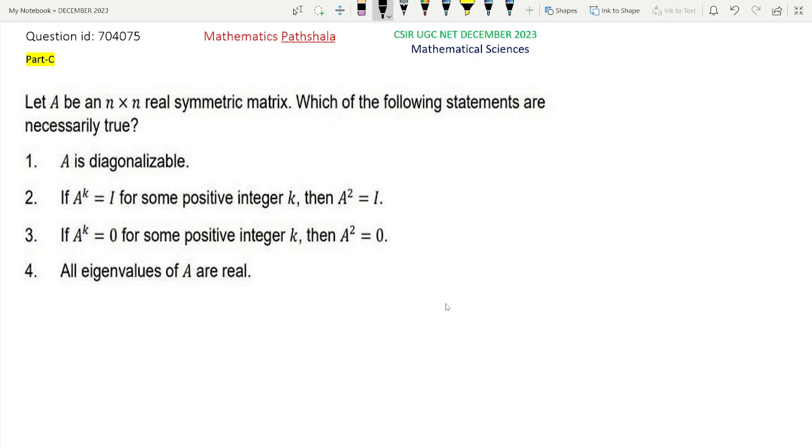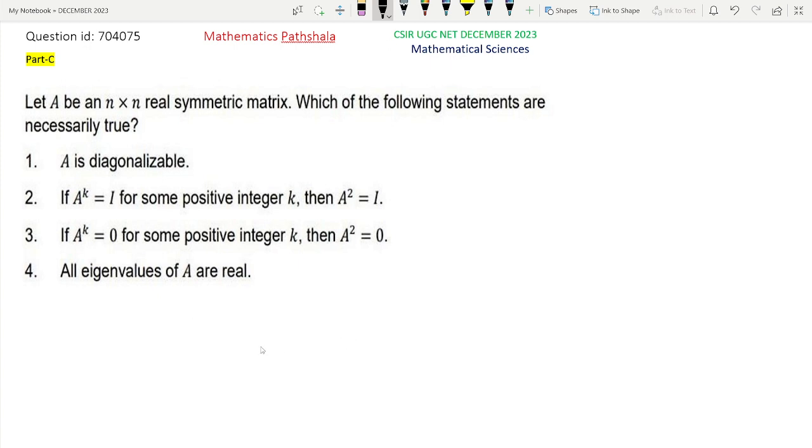Let A be an n by n real symmetric matrix. Then which of the following statements are necessarily true? First option says that A is diagonalizable. Then if A to the power k equal to I for some positive integer k, then A square equal to I. Then if A to the power k equal to null matrix for some positive integer k, then A square equal to null matrix. And option 4 says that all eigenvalues of A are real.